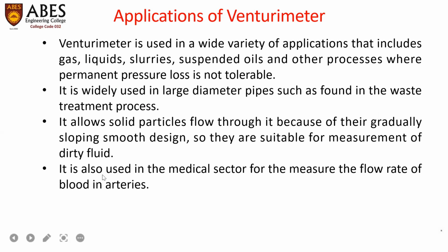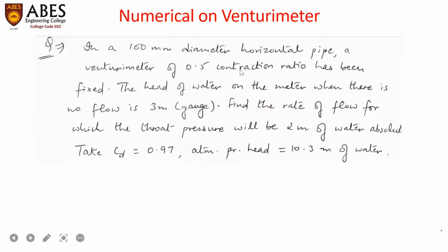Next, it is also used in the medical sector for the measurement of flow rate of blood in arteries. So nowadays, it is also useful in medical applications such as the measurement of blood flow rate in the arteries. So these are some of the applications of Venturimeter, how it can be used in different industries, that I told you. Now see one numerical on the Venturimeter.